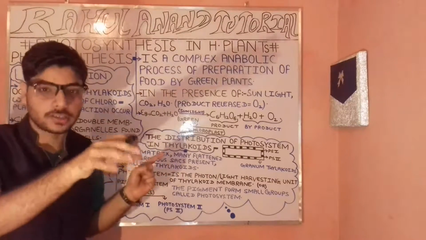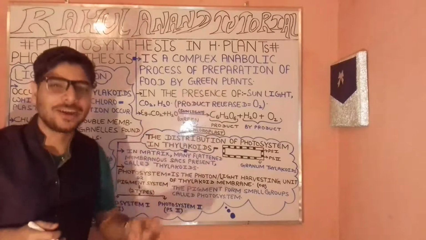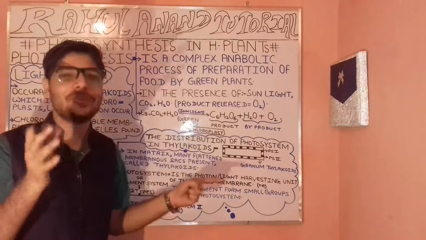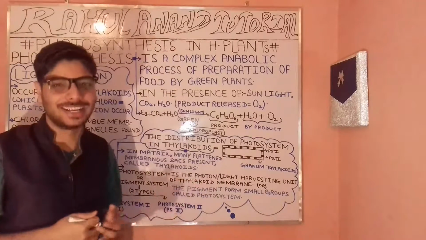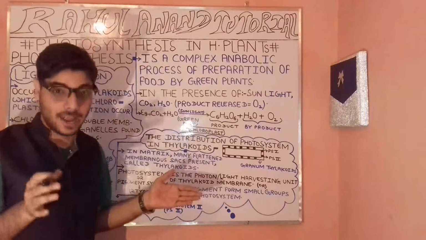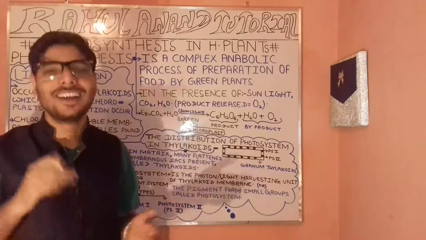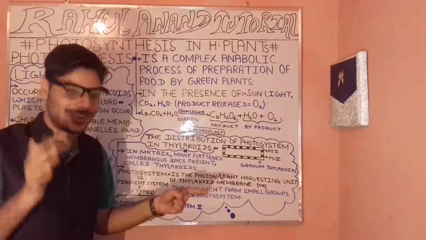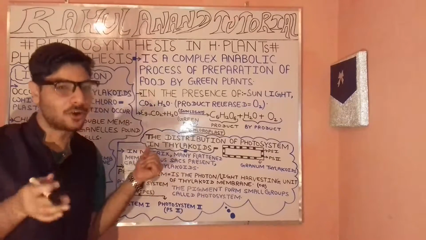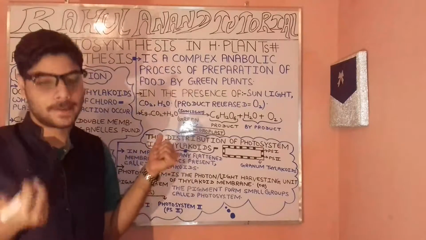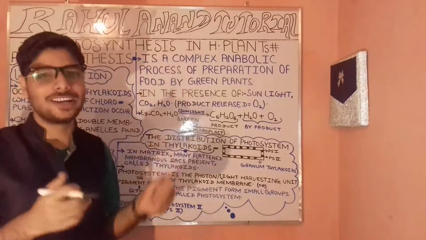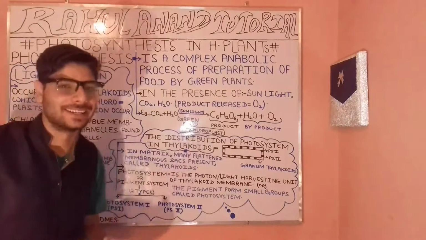So you know about the prokaryotic cell. The eukaryotic cell is the one which has well-developed cell organelles and a nucleus. The one which lacks the nucleus and the cell organelles comes under the prokaryotic cell. So what is the chloroplast? The chloroplast is a double-membrane cell organelle found in the eukaryotic cell.